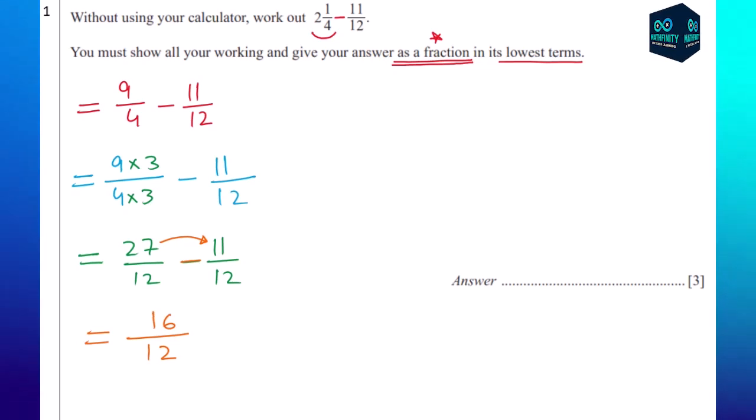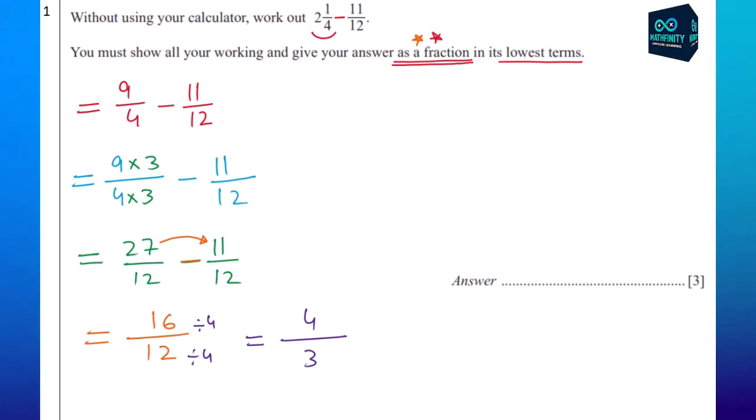16. They said leave your answer in the form of a fraction, but in its lowest term. Lowest term means you have to think whether both numerator and denominator are divisible by the same table. We can check by 4. We will divide this by 4, this by 4. So what will be the final answer? 4 over 3.